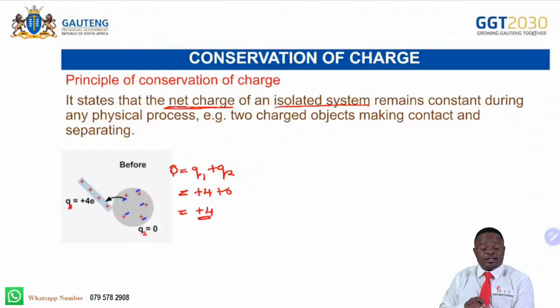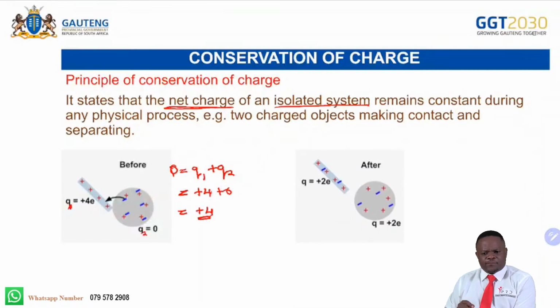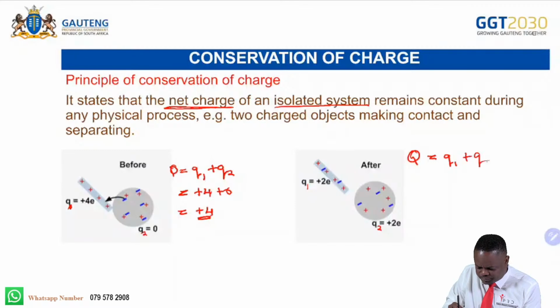Take note of that. Now we're saying, since this system is isolated, we bring them to contact, they touch each other, electrons are transferred. Let's see what is going to happen after that. Let's look at the rod. Now its charge is +2, and the charge of our sphere is now also +2. So this is our Q1, that is our Q2. Let's calculate their net charge after they come into contact and we separate them. So their net charge is still Q1 plus Q2.